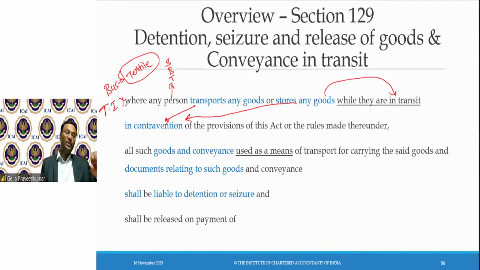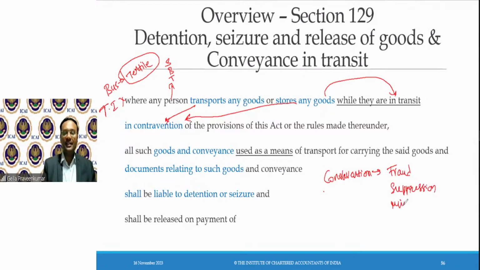So they say, I know that there is a threat. Knowing that there is a threat, knowing that there is a risk, I take this risk of transporting the goods. So here, whenever there is a contravention, and when I say contravention, I explain this contravention in simple way. Contravention where there is existence of fraud or suppression or misrepresentation.